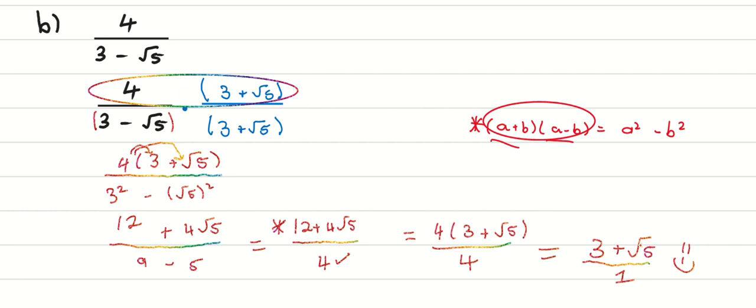If you want to, you can go ahead and type this sum on your calculator, and it should pop out exactly the answer of 3 plus the square root of 5.